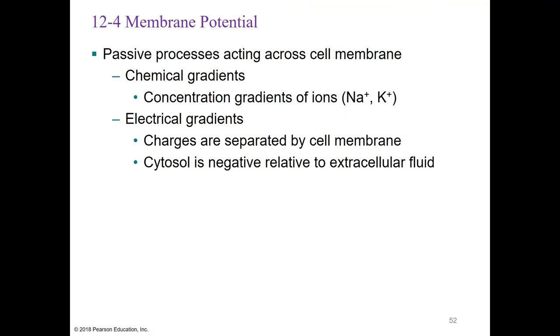Okay, so we're going to come back to these figures in just a minute. First, the passive processes acting across the cell membrane. We've got chemical gradients, so there are concentration gradients of ions, sodium and potassium. Electrical gradients, where charges are separated by the cell membrane. Cytosol is negative relative to the extracellular fluid, so the inside of cells is negative compared to the extracellular fluid, again largely because of the negative proteins inside the cell that are not going anywhere.